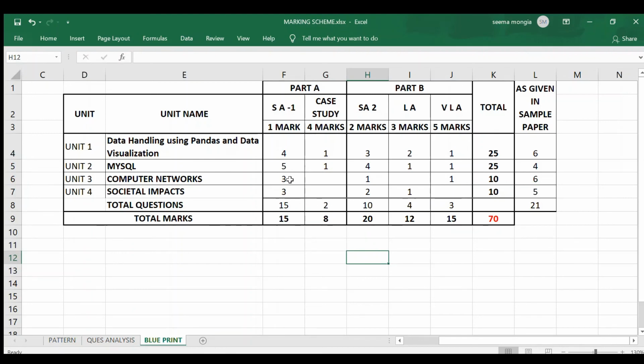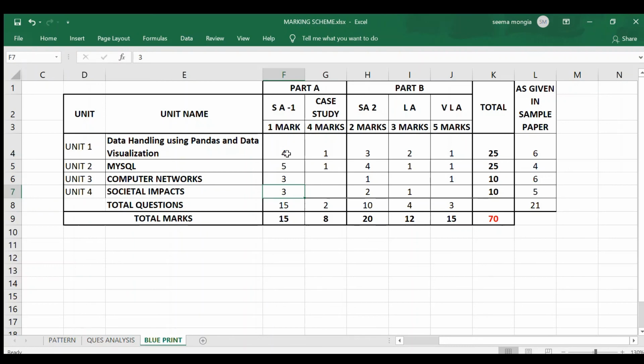Now coming on to computer networks, a 5 mark question is here, and a 2 mark question is here. So we can say 5 plus 2, 7. 3 marks are still remaining. These 3 marks are covered here in 1 marker questions. Now coming on to societal impacts, unit 4 is again a 10 marker. 3 marks are covered here and 4 marks are covered here, so 3 plus 4 is 7 marks. The remaining 3 marks are expected to be adjusted here in 1 marker questions where we have a choice.